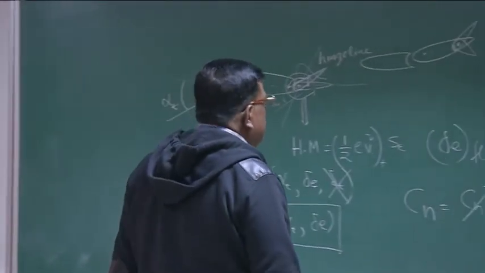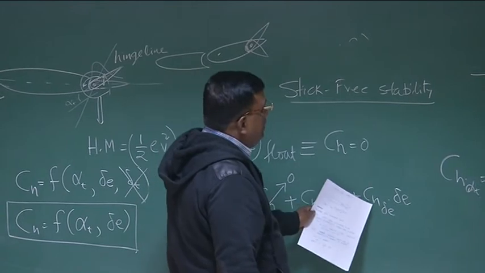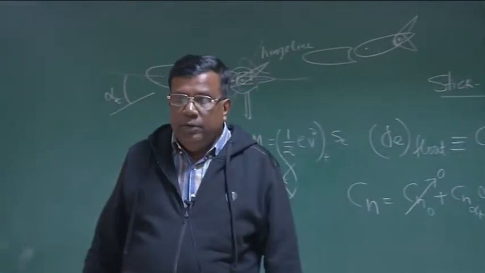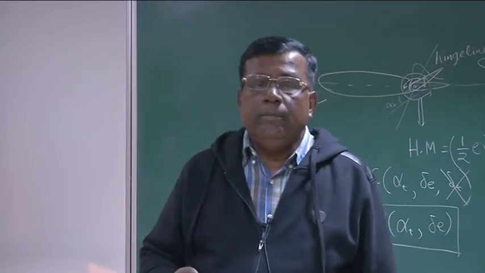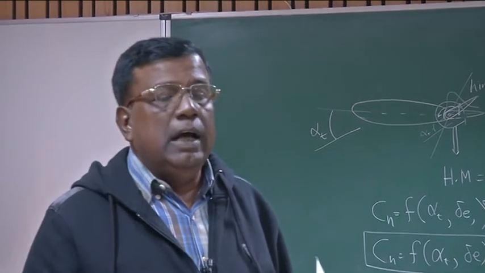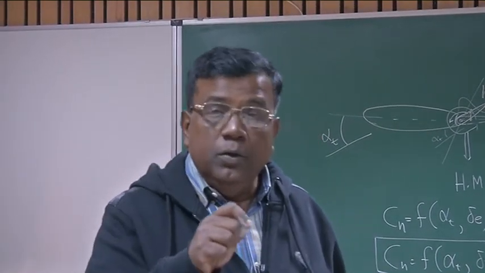So to have the physics clear, we are taking CH equal to CH alpha t into alpha t plus CH delta E into delta E. One of my requests to all of you: I will be writing this equation, and every time I will try to give a physical meaning of those things, you should have a pen, pencil, and a notebook with you, and you should do it yourself.